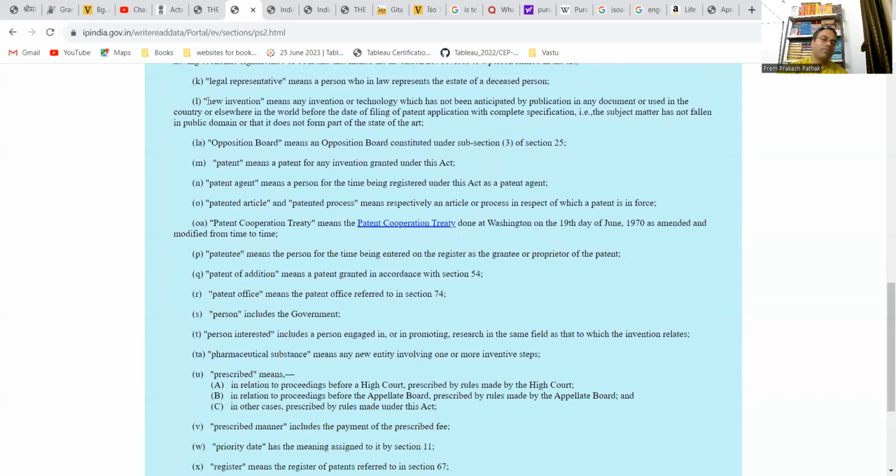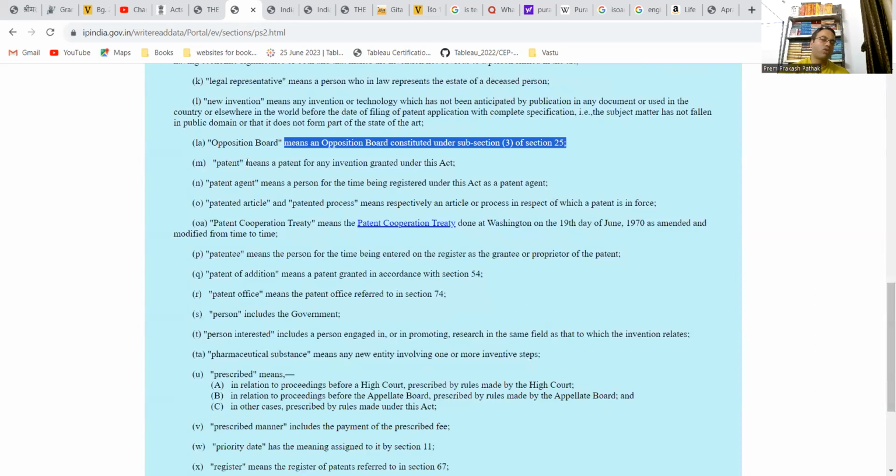Okay, clause (l). And then clause (la), opposition board. The opposition board is formed when there is an opposition. There are pre-grant oppositions and post-grant oppositions. It is constituted under subsection 3 of section 25. So when we read about pre-grant and post-grant opposition, we will read about the opposition board, which refers to section 25.